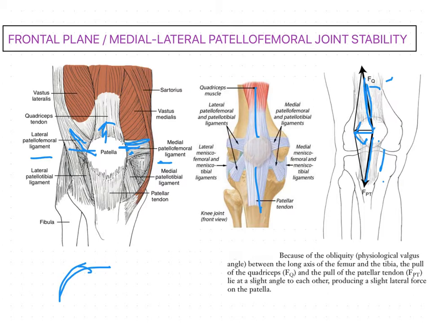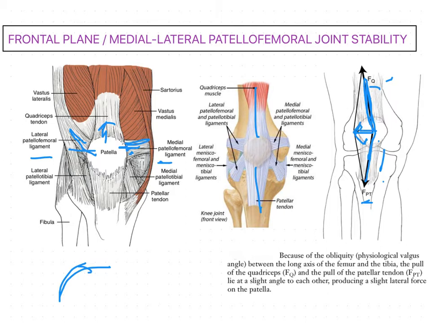This resultant pull of the 4 segments of the quadriceps is called FQ, and there is also the pull of the patellar ligament, that is PT. Since the action lines of FQ and PT do not coincide, that means they make some angle, so the patella tends to be pulled slightly laterally by these 2 forces.